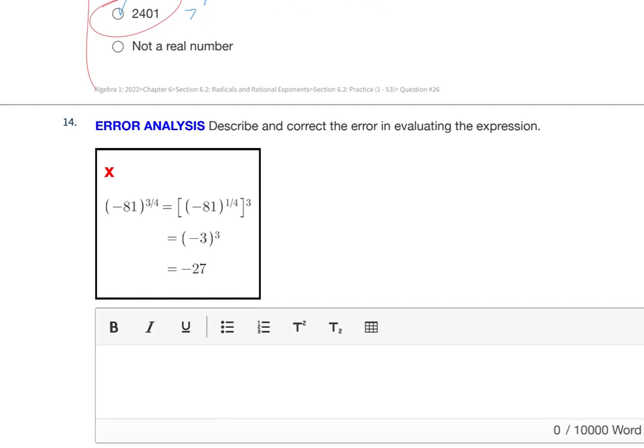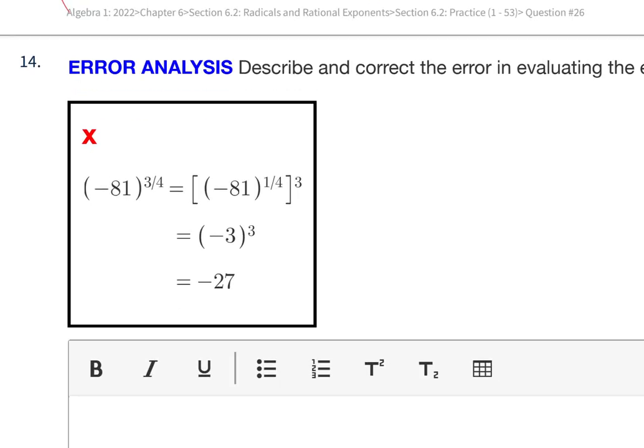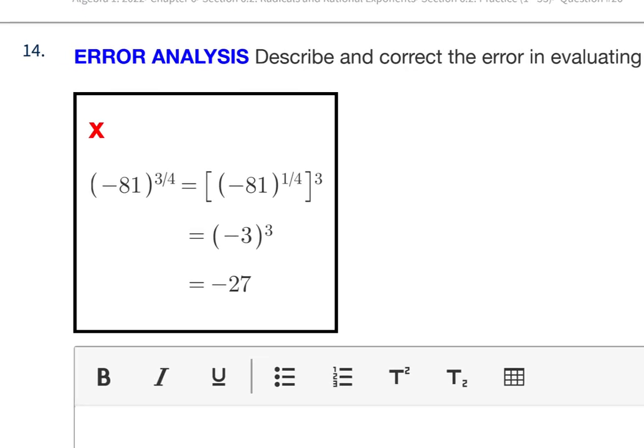Describe and correct the error in evaluating the expression. So let's see. They did 3/4 power is 1/4 to the 3rd. That works, but we cannot do a 4th root of a negative number.